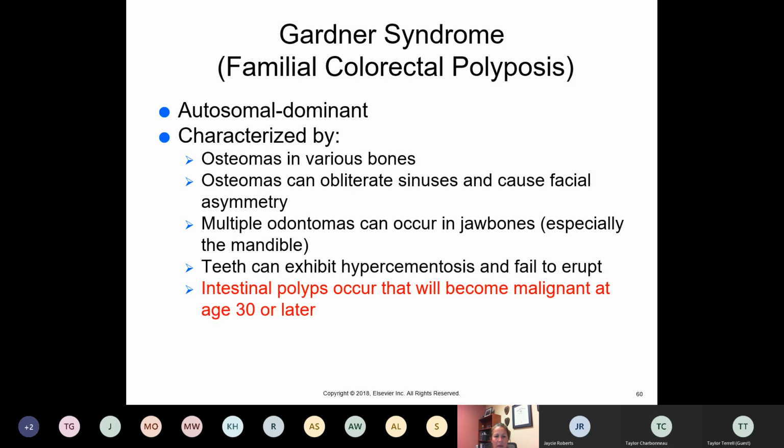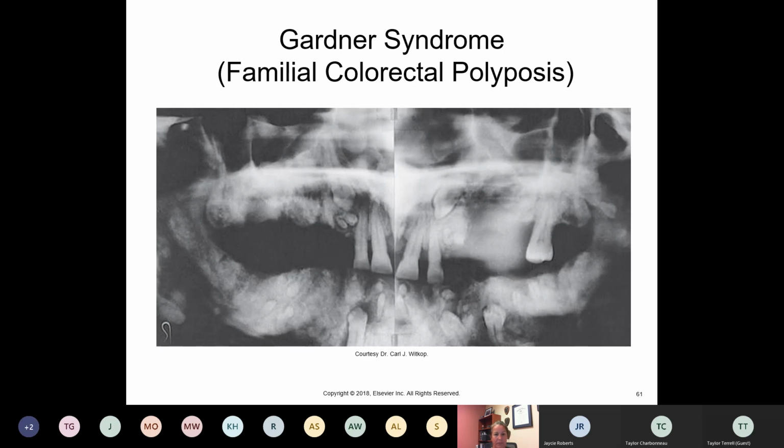But the important thing is, if we have a patient that has this, we take an x-ray and we find these, your doctor should refer them for further investigation, because intestinal polyps that become malignant after the age of 30 happens often with these patients. So we could possibly diagnose them and catch them at a stage where we could prevent that, or at least have a head up on it.